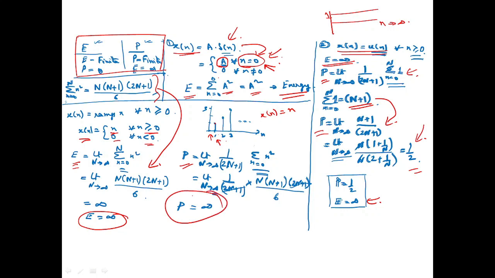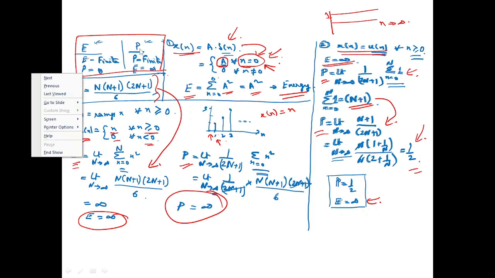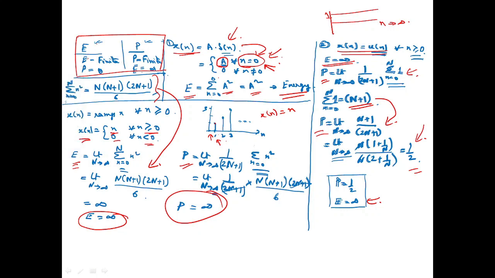However, what was our criteria for the energy signal? Energy should be finite and power should be 0, whereas for a power signal, the energy is infinite and the power should be finite. However, this signal x[n] equals ramp of n is neither following the energy criteria nor the power signal criteria. So this signal is neither an energy nor a power signal.